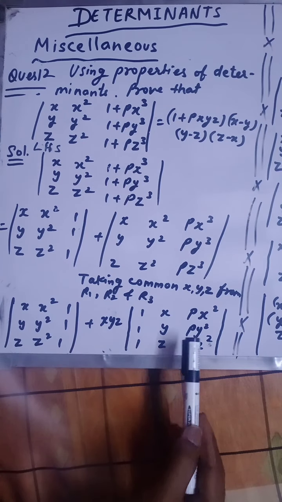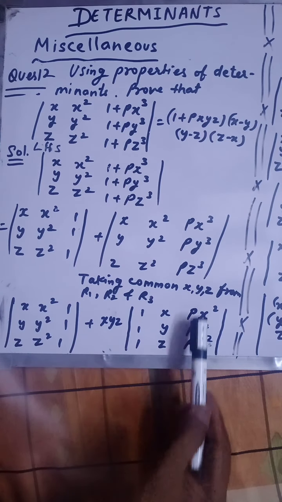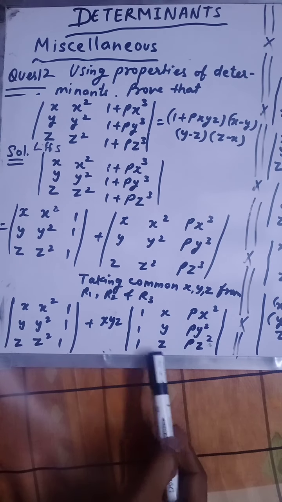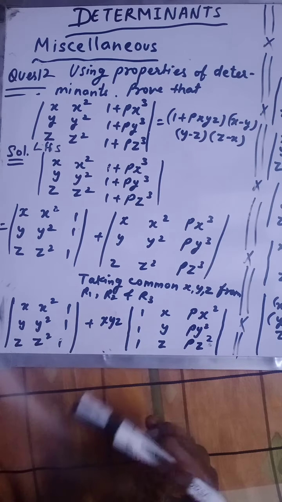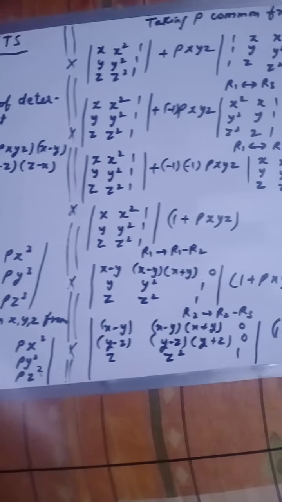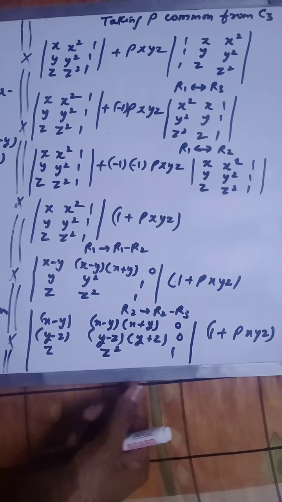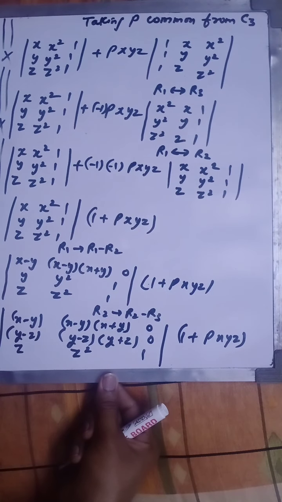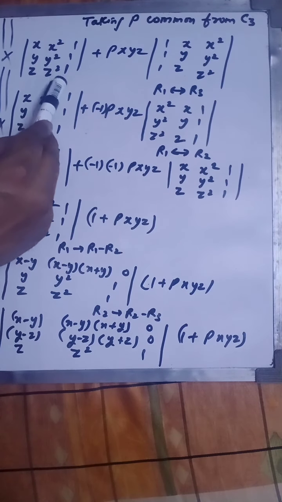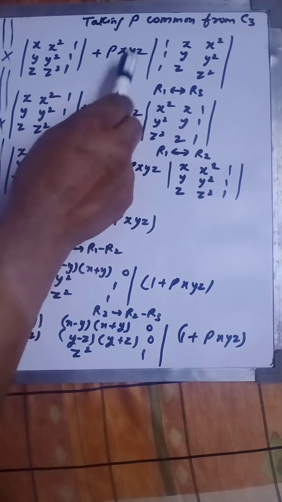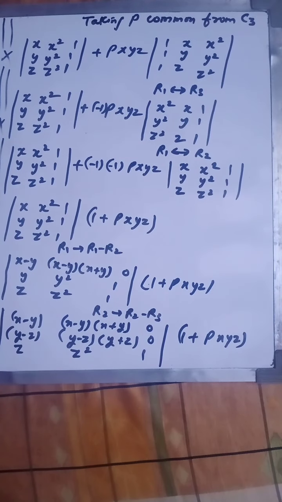After this I can see I can take p common from the column C3, from this determinant. So you have to copy the same. First one will remain the same. Let me adjust the next page. Like this. So the first will remain the same, plus p is common from the third column. After taking common, you will get this determinant.